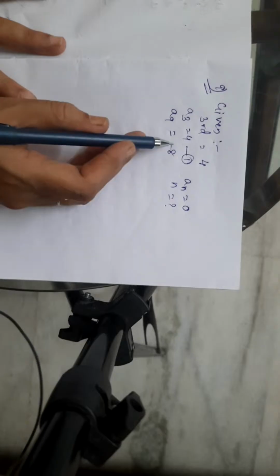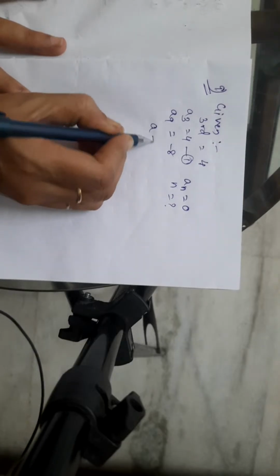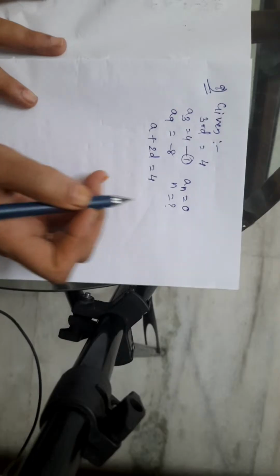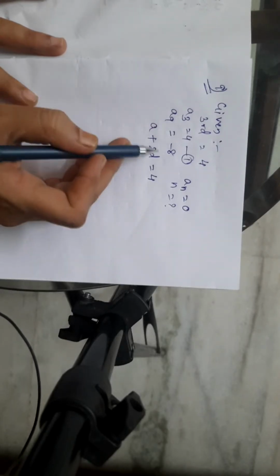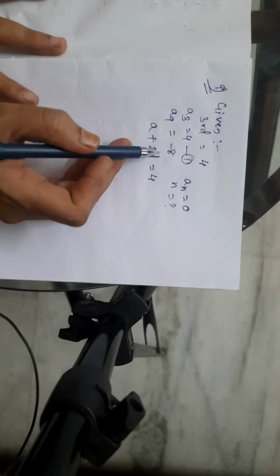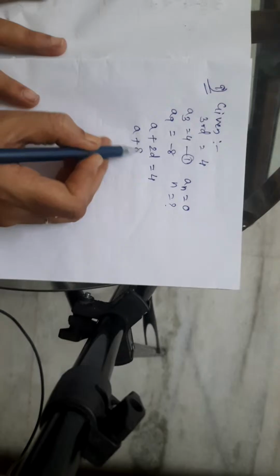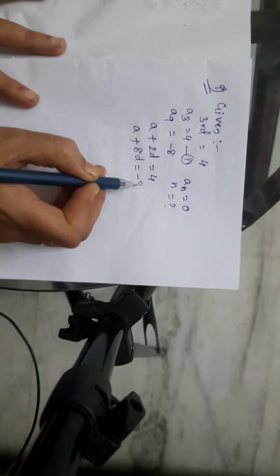So here A3 is 4. So the equation will be A plus 3 minus 1, 2D, is 4. Next, A9 is given as minus 8. So the second equation will be A plus 9 minus 1, that is 8D, is minus 8.